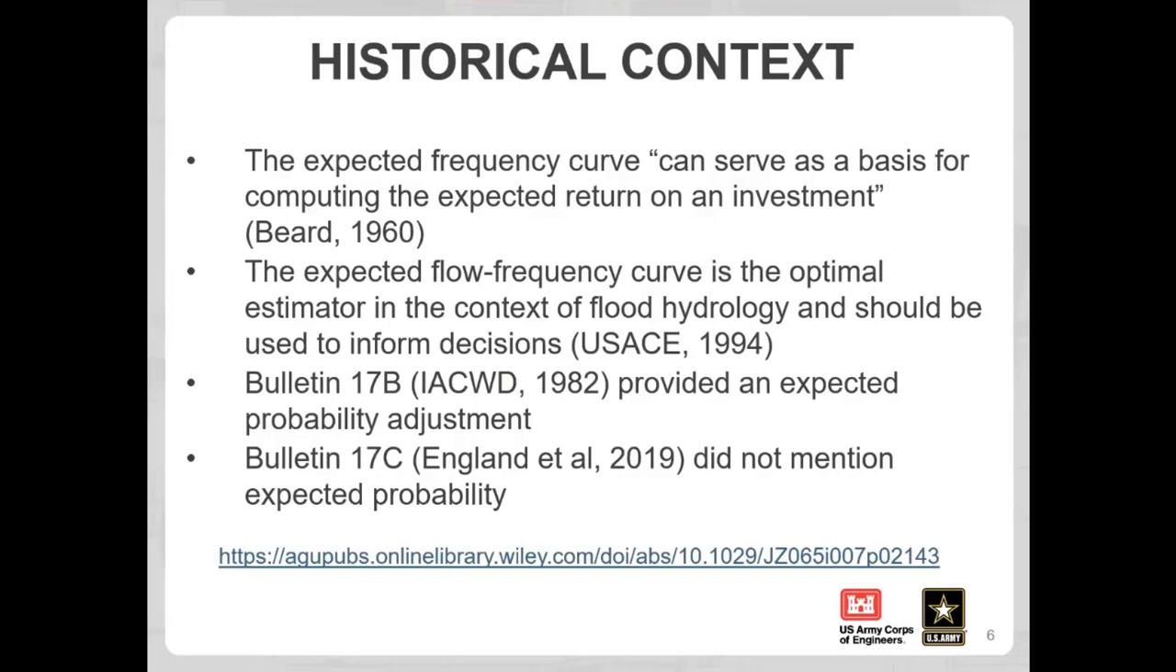But he wrote a paper back in 1960, and the link is there at the bottom. You can download it for free from the internet. I would encourage folks to read it. It's only about six or seven pages. It's a nice read to provide just some additional context. But what he said in that paper is that the expected frequency curve serves as a basis for computing the expected return on an investment. So when we talk about how the core does risk and how it does decision making, we have historically always done it around the expected return on the investment we're making. In other words, the net benefits, right?